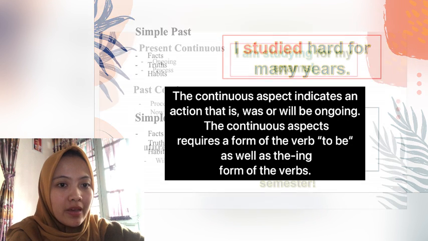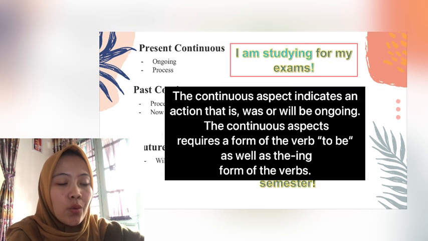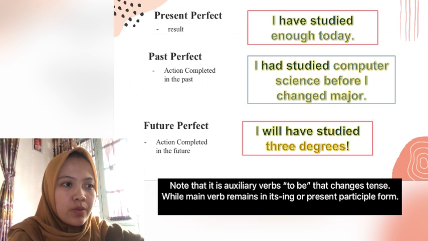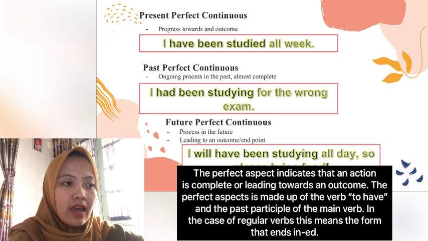The continuous aspect indicates an action that is, was, or will be ongoing. The continuous aspect requires a form of the verb to be, as well as the ing form of the verb. Note that it is the auxiliary verb to be that changes tense while the main verb remains in its ing or present participle form. The perfect aspect indicates that an action is complete or leading towards an outcome.